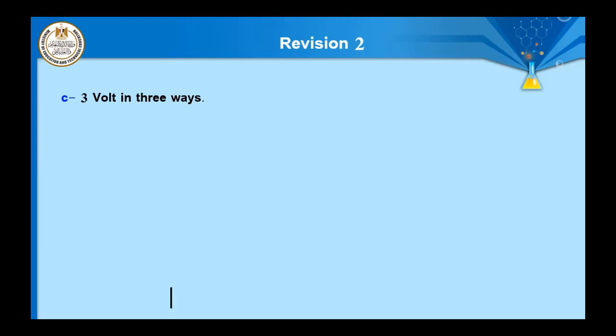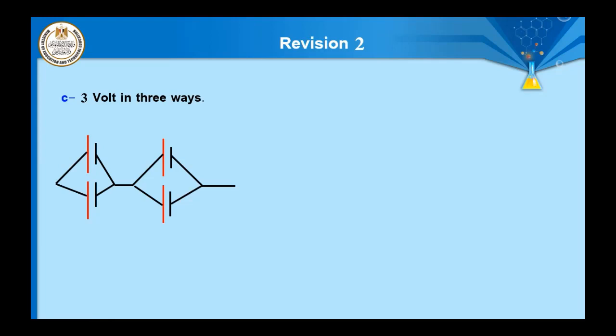How? Number one, the two electric cells are connected in parallel. So the electromotive force of the two cells is 1.5. Then connect the other two electric cells in parallel. So the electromotive force of the other two electric cells is 1.5. 1.5 plus 1.5 equals 3 volt.